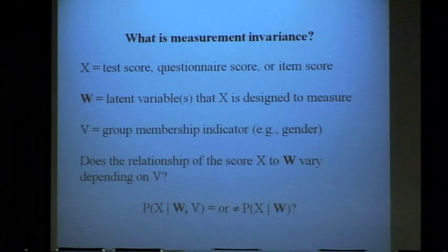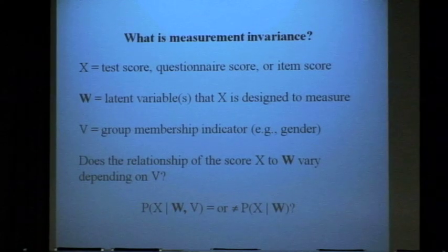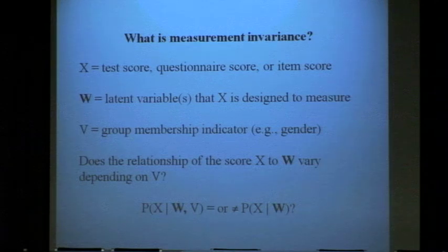It might be a test score, it might be a questionnaire score, it might be a scale score, or it might be an individual item or response to an individual question on a questionnaire. But it's some sort of number or response category. And it's something that we observe, we see, we've got it. W is the latent variable that X is designed to measure. So when you made your questionnaire and you went through that process that our previous speaker spoke about, you allocated certain questions to certain objectives with certain latent variables in mind that you wanted to get at. So W represents those intended objectives, those intended constructs that you're trying to measure.